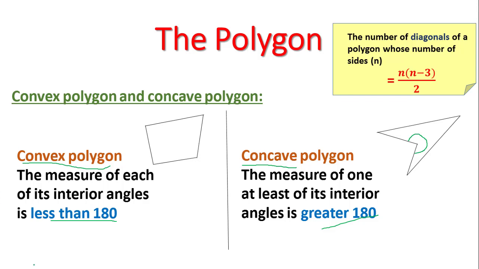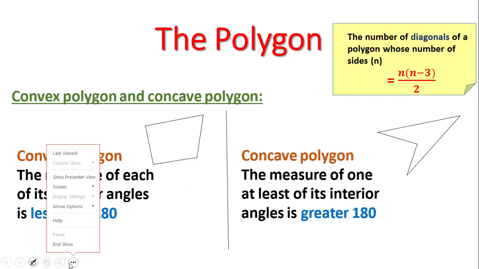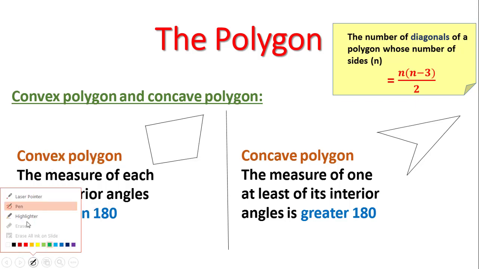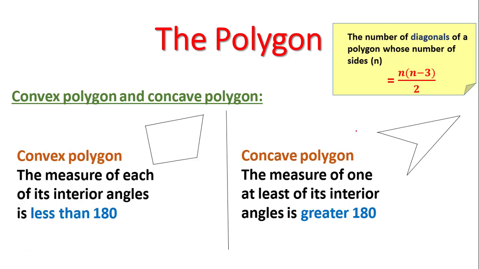Sometimes we need to calculate the number of diagonals of any polygon. The number of diagonals of any polygon can be calculated by this rule. n is the number of sides. The number of diagonals equals n times n minus 3, all over 2.